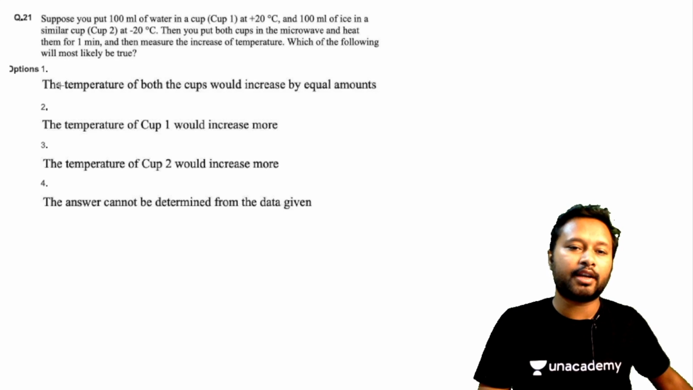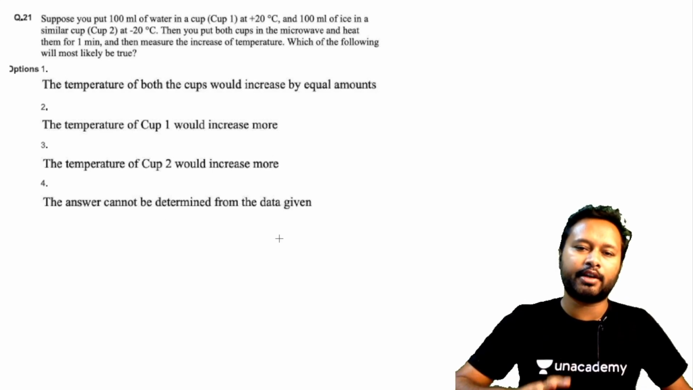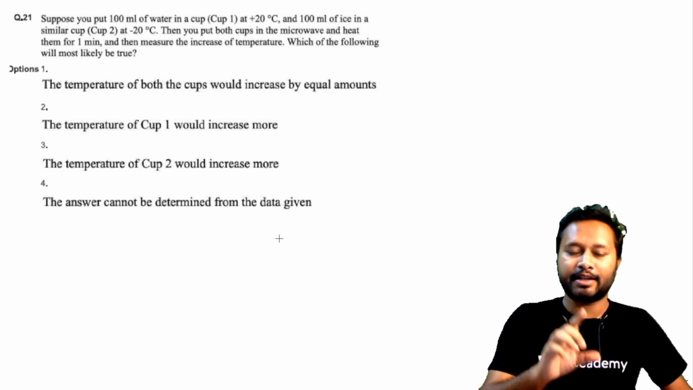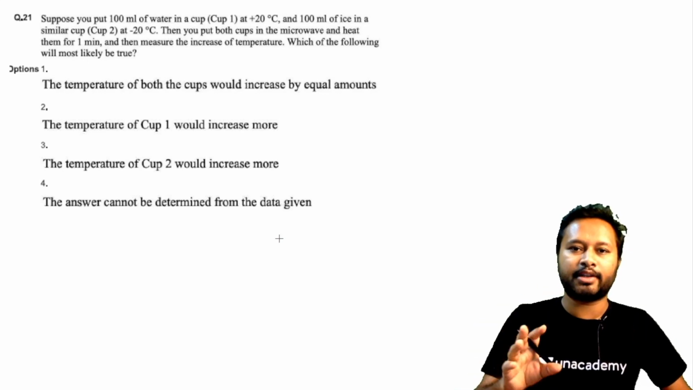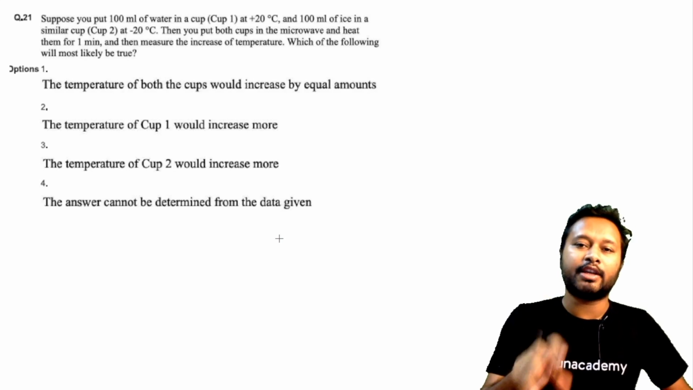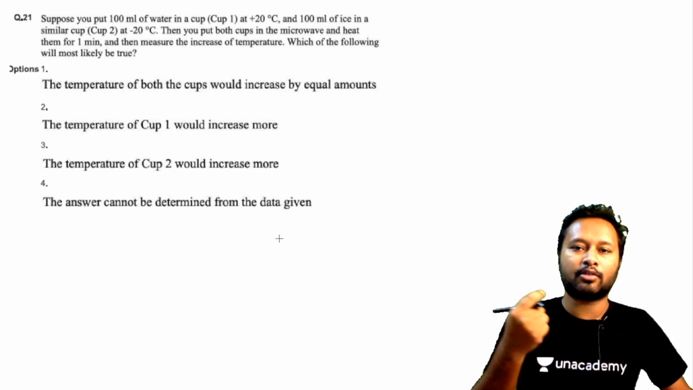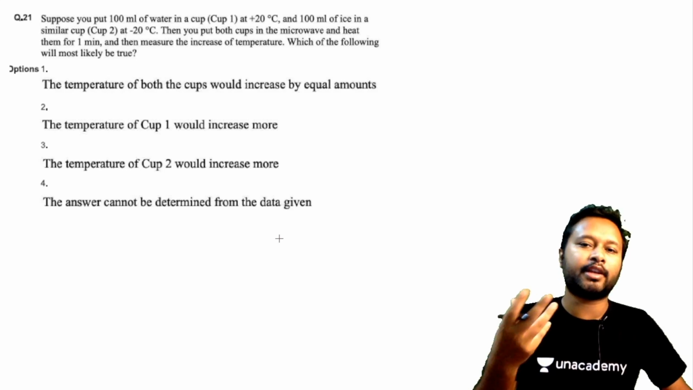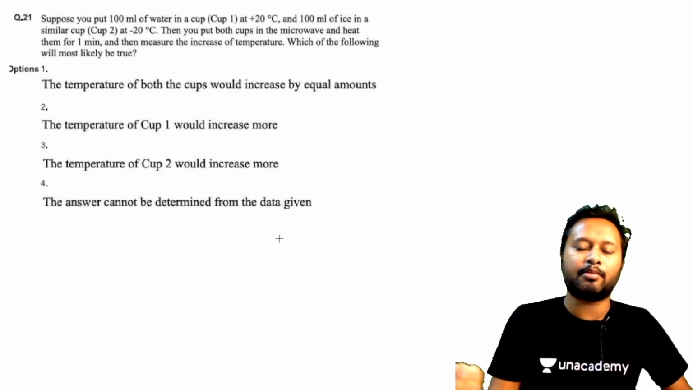Now the statements are: the temperature of both the cups would increase by equal amounts; the temperature of cup 1 would increase more; the temperature of cup 2 would increase more; and the third says that the answer cannot be determined from the given data. Now, to understand this, you have to focus on a few things. They could have given anything to you, but they have given a microwave. Why is a microwave given? Because they want to test your knowledge about the microwave and how the heating happens in it.